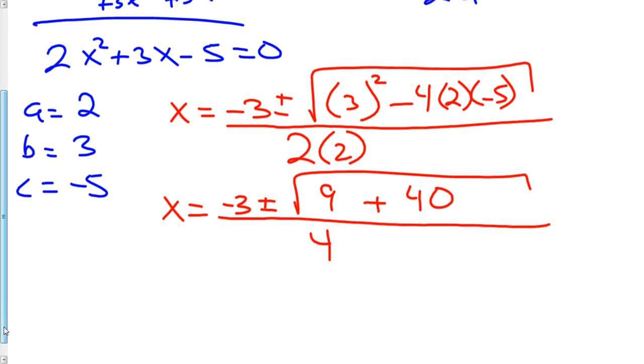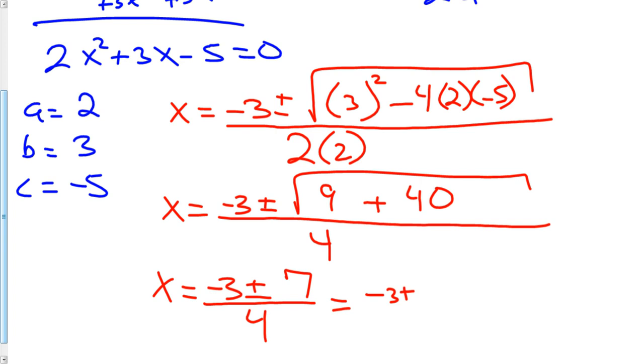And so what I end up with is x equals minus 3 plus or minus, well, 9 plus 40 is 49. And the square root of 49 is 7, so I get minus 3 plus or minus 7, all divided by 4. Since I can actually combine these terms, I get minus 3 plus 7 divided by 4, or minus 3 minus 7 divided by 4.